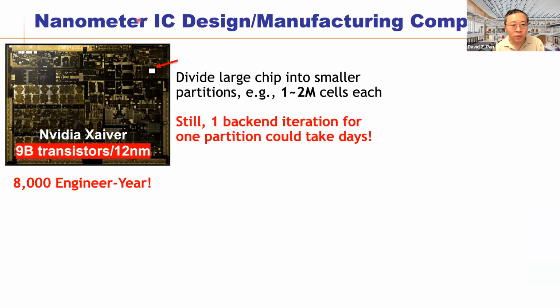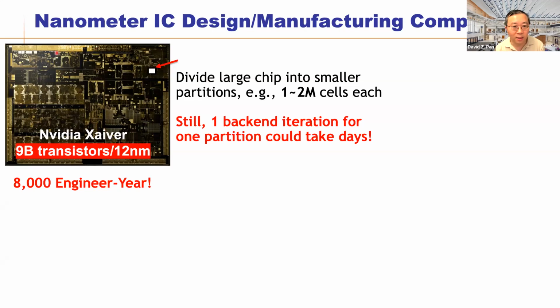But designing those chips or integrated circuits is non-trivial, especially nowadays when we are talking about nanometer dimensions. So designing those is tremendously complicated. For example, this is a chip developed by NVIDIA a few years ago. It's on TSMC's 12 nanometer with 9 billion transistors. Nowadays, you probably reach 100 billion transistors or pretty soon a trillion transistors. But it took 8,000 engineer years to design this big SoC chip.